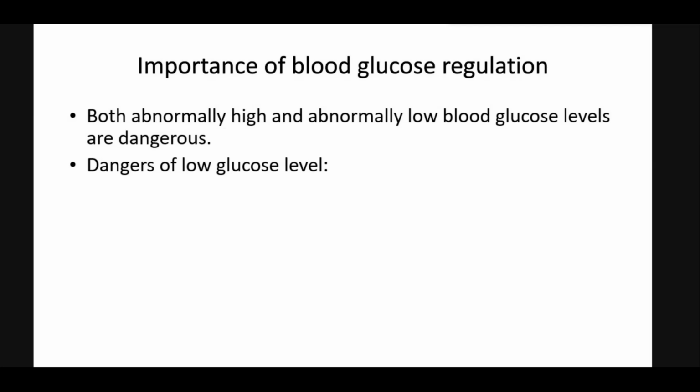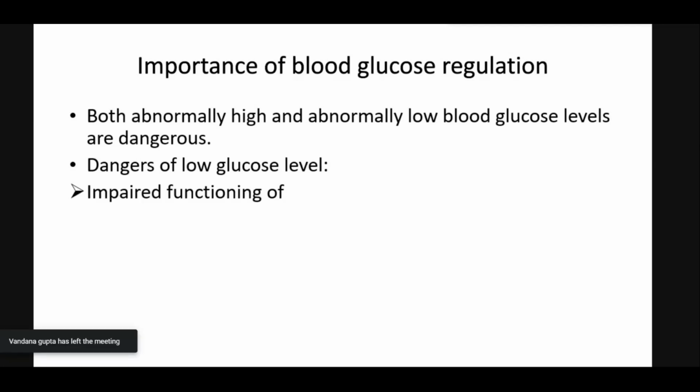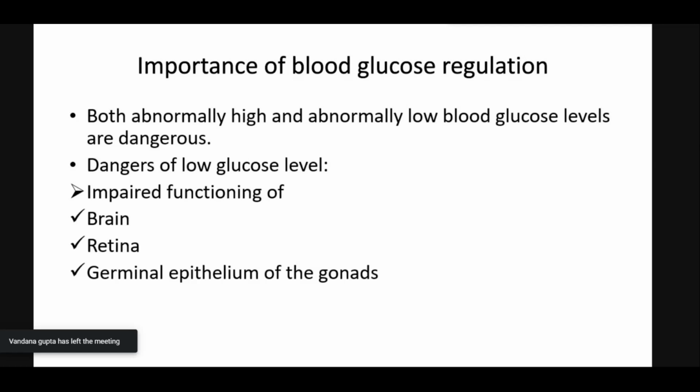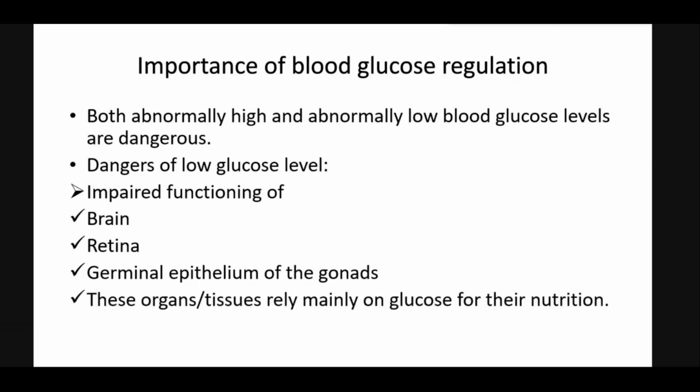The clinical conditions we have mentioned, signs or symptoms, but the basis is impaired functioning of the brain, retina, and germinal epithelium of the gonads, because these organs or tissues rely mainly on glucose for their nutrition. You can say the brain relies solely on glucose, meaning it cannot easily utilize sources other than glucose for its nutrition or energy.